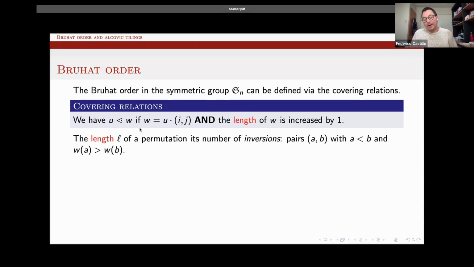So what is the length? Very naively, we can simply say that it is the number of inversions. So these are pairs of integers that are swapped if we think of the element of the symmetric group as a bijective function. Okay. So this is how this thing looks for n equals 3. We have 6 permutations, and this is the Hasse diagram. So these are all the covering relations that we get there. This poset is graded, and it is graded by length. So in this case, it's graded by the number of inversions. You see 0 inversions, then 1, 2, and the top element will have 3 inversions. Okay, this is very classical.